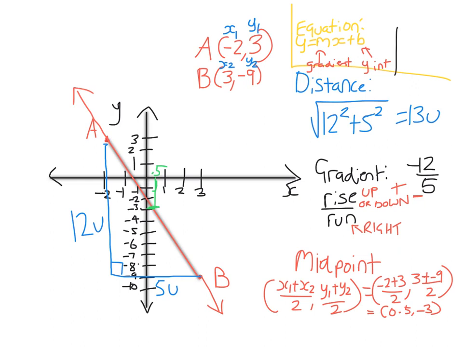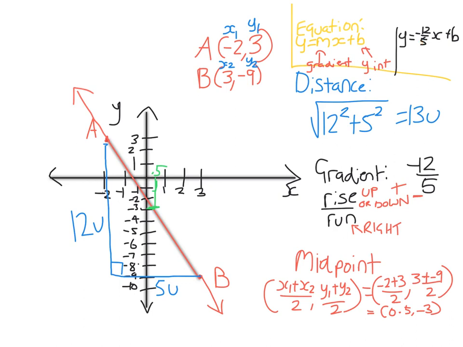So we know here the gradient is minus 12 over 5. So we know the equation of this line is going to be y equals gradient times x plus the y-intercept. So we need to figure out how to find b, the y-intercept. You're not always going to be able to just look at a graph and see it. It looks like it's minus 2 here, but we can't be sure. It could be like minus 1.99. So this is how we figure out the y-intercept when we've got the gradient.